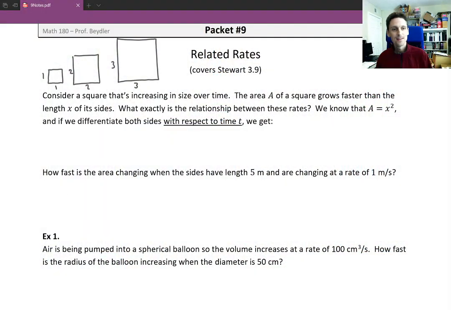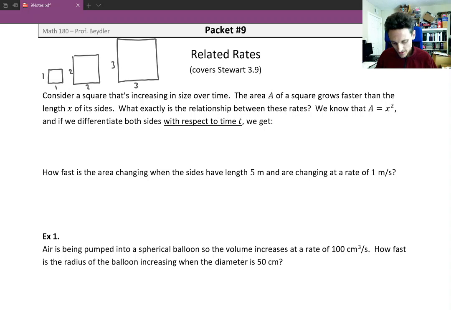And that's exactly what we're going to deserve after we finish this next topic, related rates. Let's turn over to the notes and see what we've got. As an introduction to related rates, consider a square that's increasing in size over time.